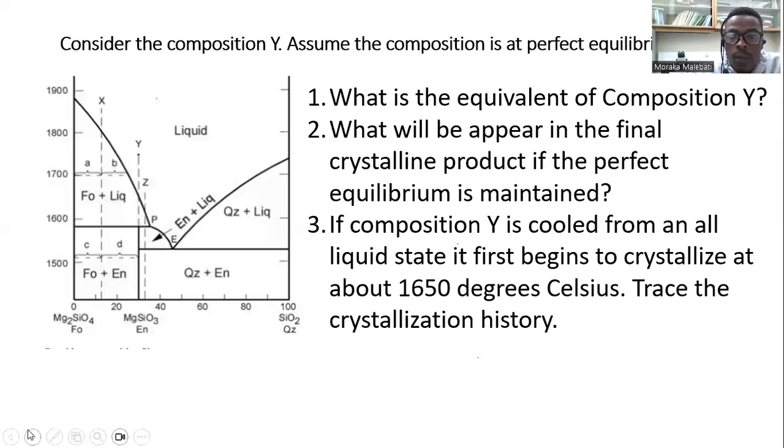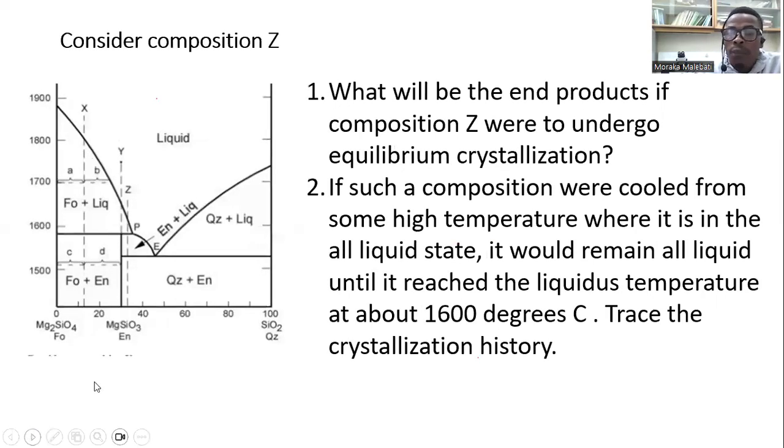Sorry about that. Yes, so now let's consider this composition Z here. If we check, it's between astatide and quartz. So it will end its crystallization history with astatide and quartz. What will be the end product? I mean, you already know the end product, it will be just astatide and quartz.